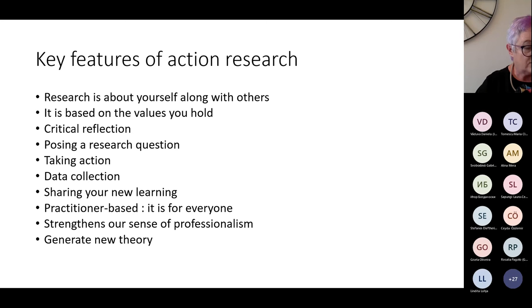Okay, so the key features. The research is about yourself and your work along with others. So the research is on you. You'd be asking, how can I improve my practice? But it's not just you on your own in isolation. It's you and your class, or perhaps you and your colleagues at school, or perhaps the parents or the wider community. And this is one of the big differences between traditional forms of research and action research. We as action researchers place ourselves right at the heart of the research with the aim of enhancing our practice.